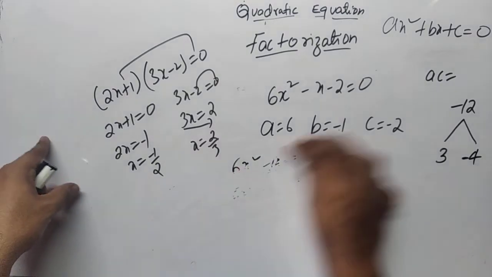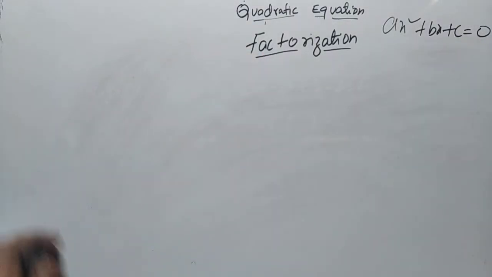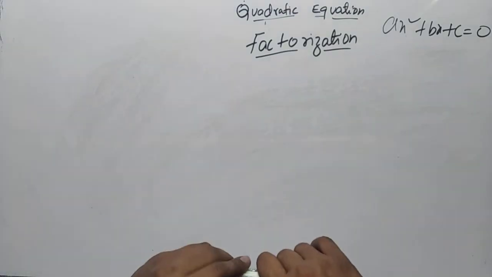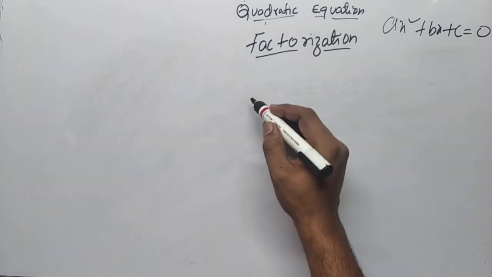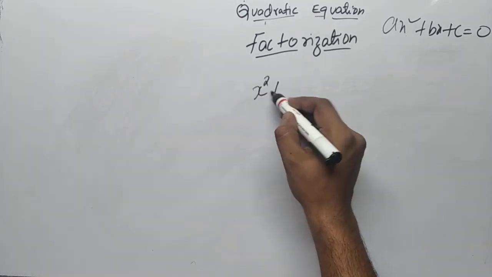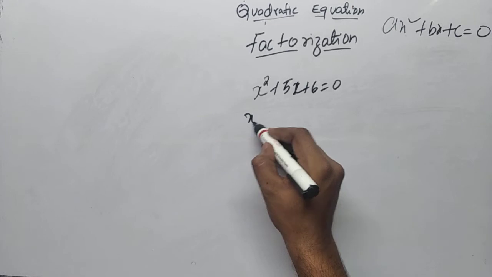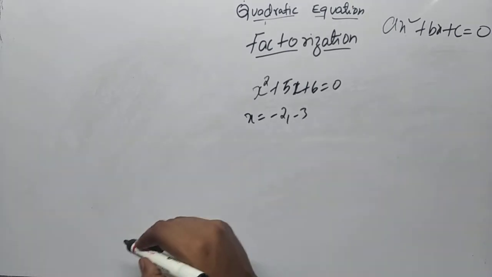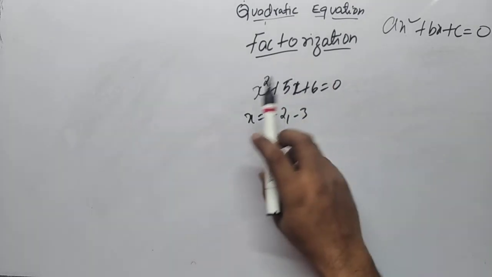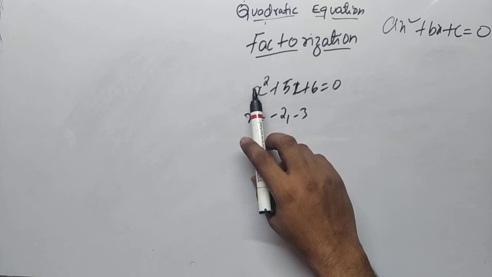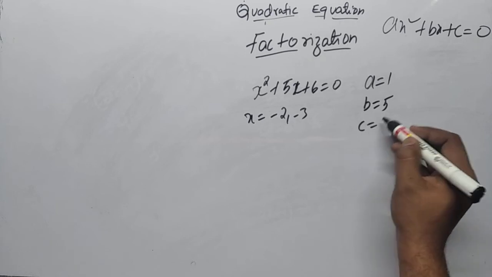If you want a shortcut for this, I can explain it in a simple way. If you want to check whether the solution you have found is correct or not, you can write it in a small way. Suppose I take the same first question, x square plus 5x plus 6 is equal to 0. You know that we got the solution minus 2 and minus 3. What you need to do is just multiply both the terms. Here, what is the value of a? 1, the value of b is 5, the value of c is 6.